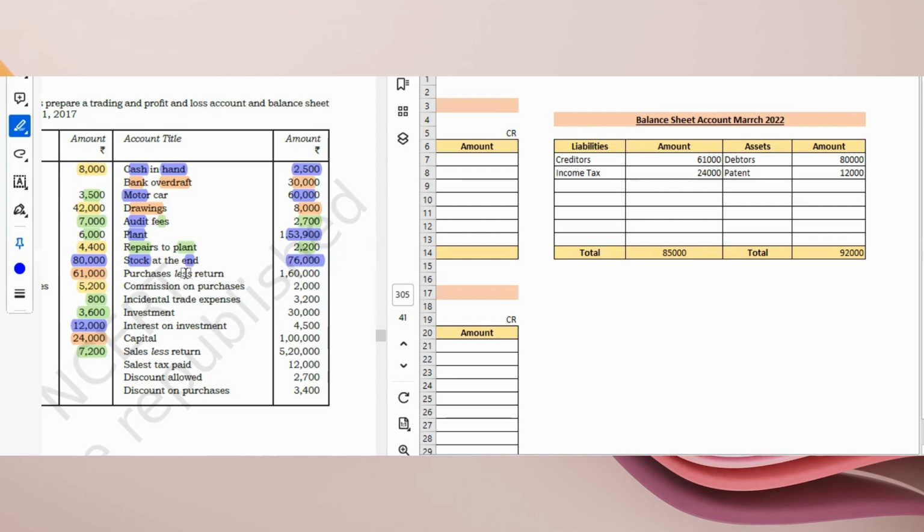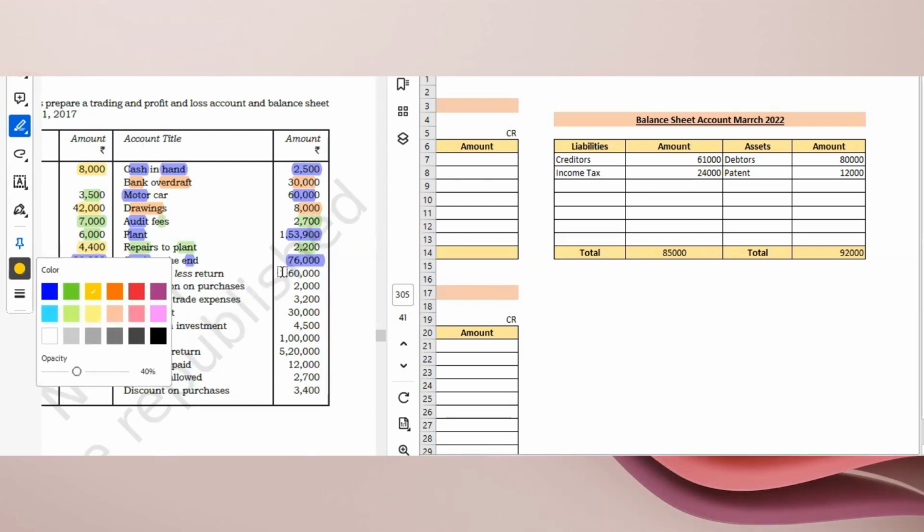This is a trading account. Purchase to manufacture product or any sale or any services. So that is a trading account for us. Trading is nothing but what we have mentioned. It is an orange item. We just put it under orange.